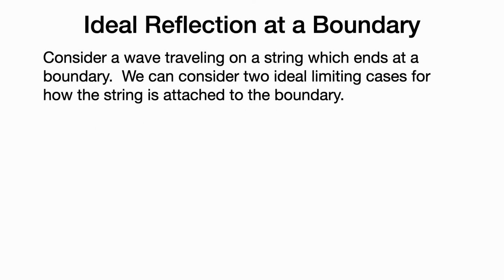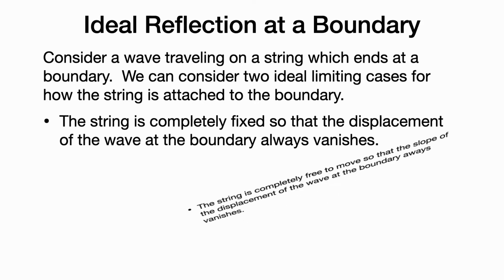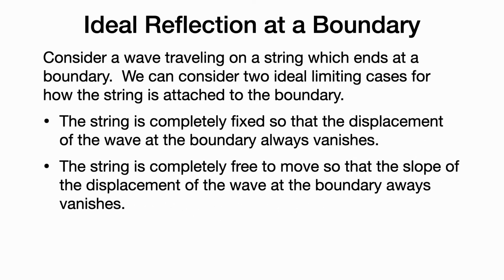Consider a wave traveling on a string which ends at a boundary. We can consider two ideal limiting cases for how the string is attached to the boundary. First, the string could be completely fixed so that the displacement of the wave at the boundary always vanishes. Second, the string could be completely free to move so that the slope of the displacement of the wave at the boundary always vanishes.